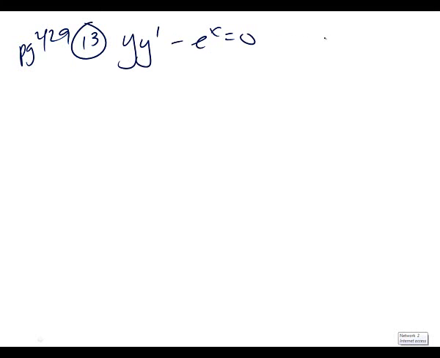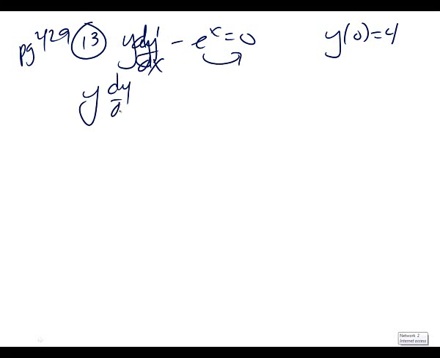So page 429, number 13. Okay, so this one we have to solve for the particular solution. The problem read y prime minus e to the x equals 0, and then they gave you the initial condition y of 0 equals 4. So we have to find c this time, okay, or whatever it ends up being when we integrate. I'm going to change that to dy dx. Okay, I'm going to start by moving the e over. So dy dx equals e to the x. How do we move the dx?